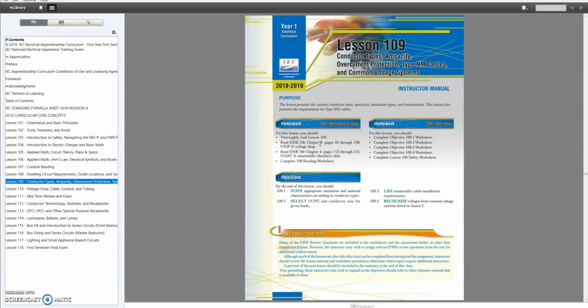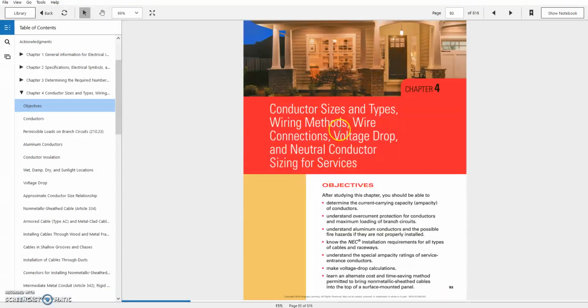It's actually two sections. They want us to skip a section in the middle. So you're going to read 95 through 108, stopping at voltage drop. We're not touching on voltage drop today. That's going to be lesson 110 coming up. But then you're going to pick up after voltage drop, at 113 through 125, starting at non-metallic cables. So again, as I said, chapter 4. A lot of stuff in there. Don't worry about the voltage drop for today.